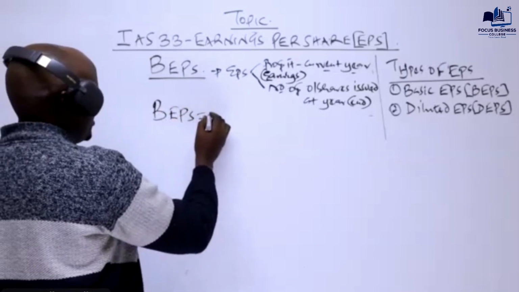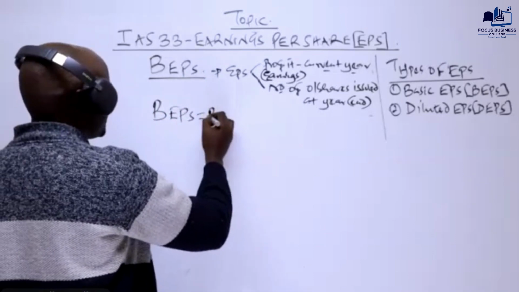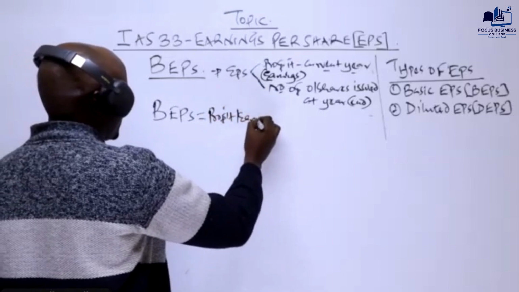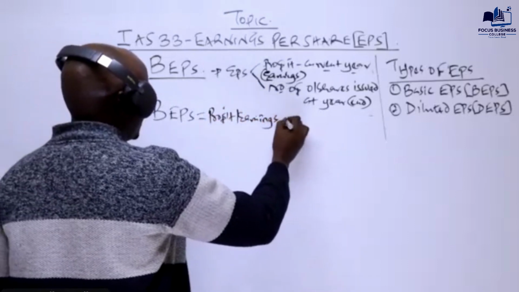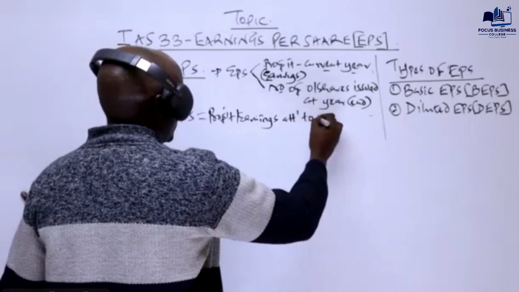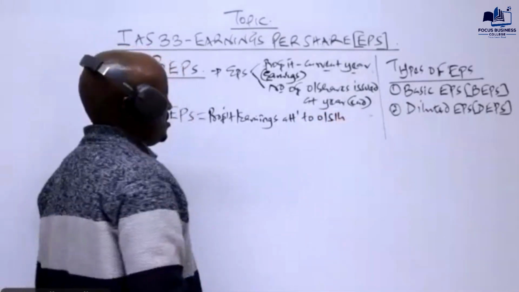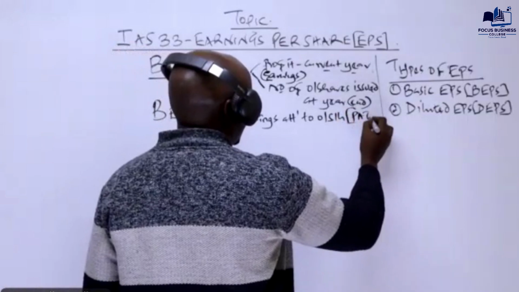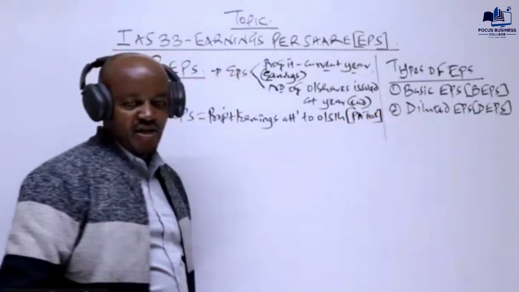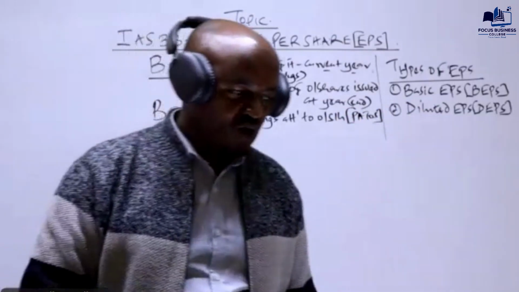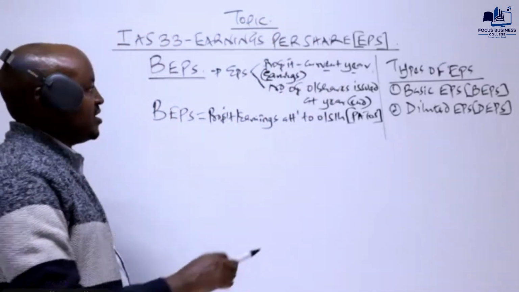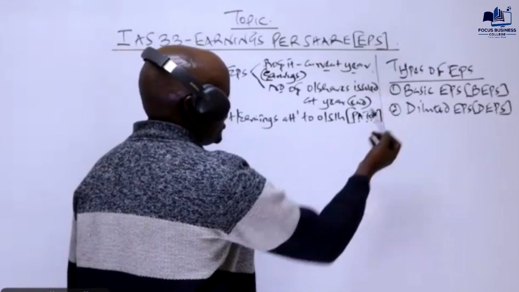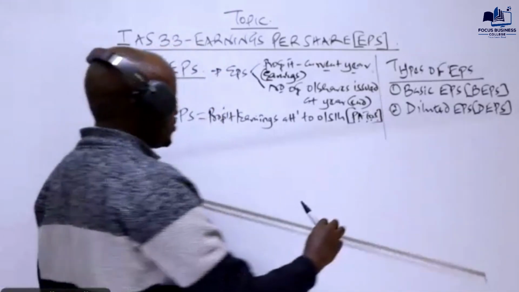Basic earnings per share. We take something called the profit. Remember, the profit you have said can also be known as the earnings, which is attributable to the ordinary shareholders, and basically this is abbreviated as PATOS. So what do you mean by PATOS in full? PATOS stands for profits attributable to ordinary shareholders.